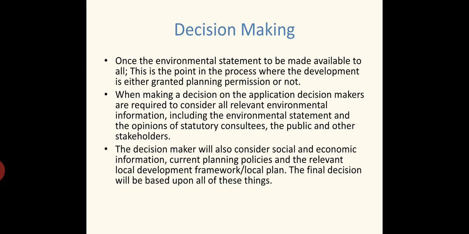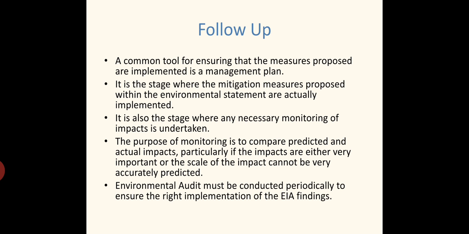So every point discussed in the review process is to be considered for the decision making. The decision maker will also consider social and economic information, current planning policies, and the relevant local development framework or local plan. The final decision will be based upon all these things. So once the review is completed, based on the report of the review committee, the decision is being taken. So everything is discussed in the review. So it will be based on that report. The higher authorities will take a decision whether to give the permission or not.